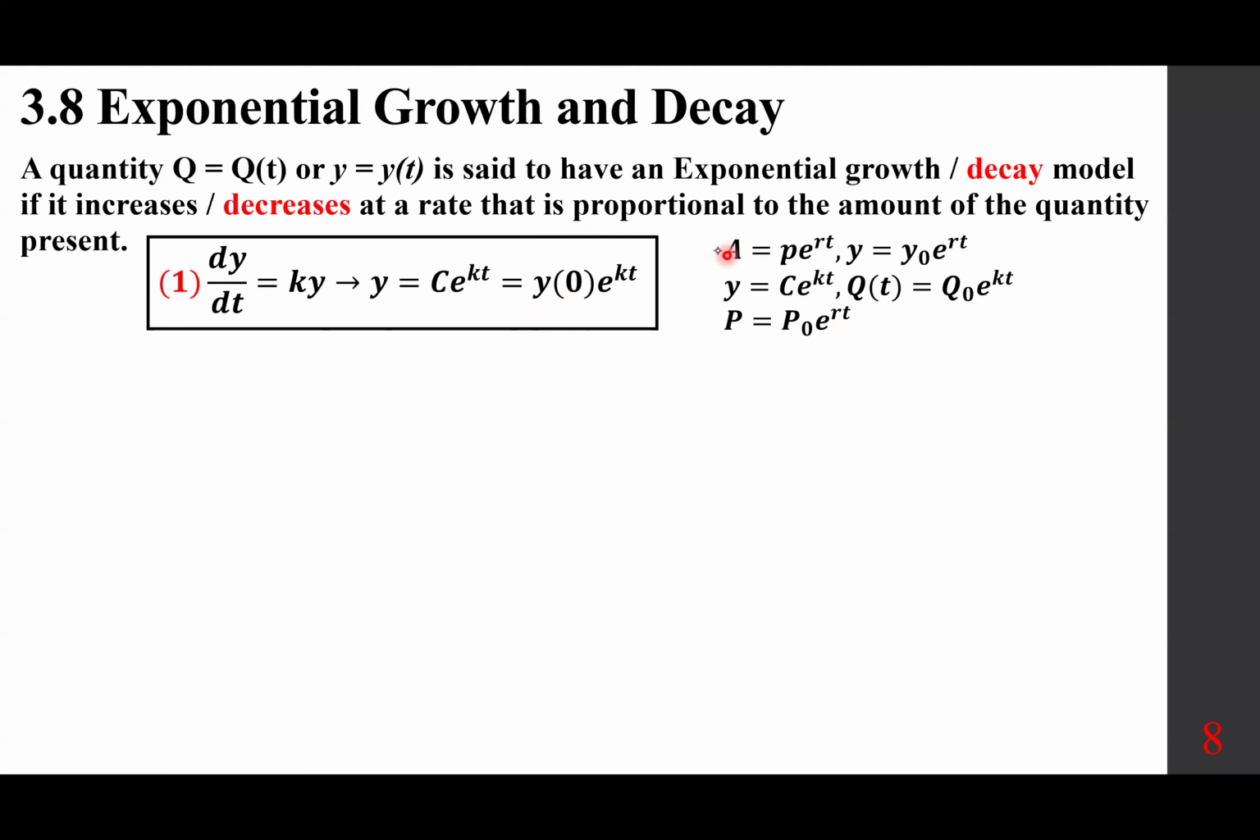For example, everybody remembers A equals P e to the power of rt, that it's a compounding. Dealing with money, normally we use that. That's a continuous compounding. So they all really mean the same thing. In some texts, instead of that, they may use P equals P sub 0 e to the power of rt, and either r or k.